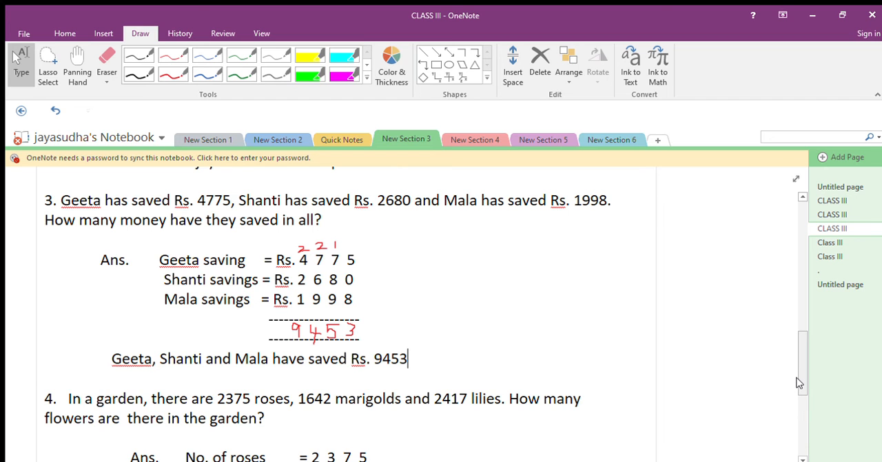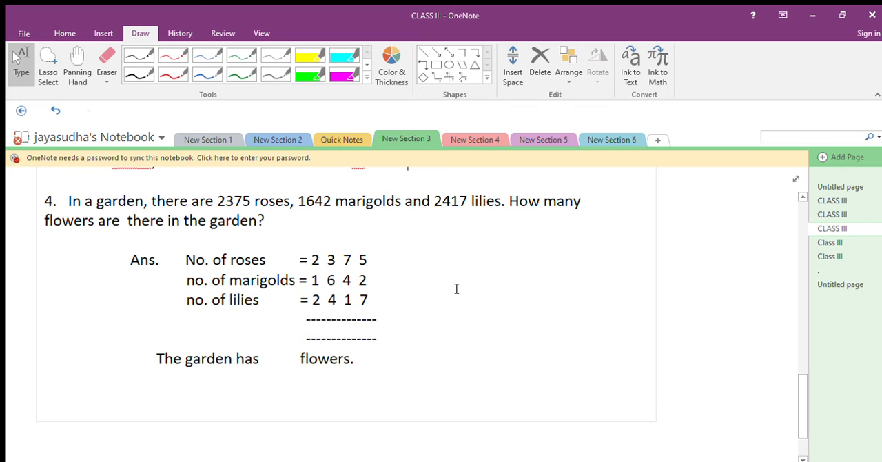Now move on to the fourth sum. Listen to the question. In a garden, how many of you have a garden at your house? Tell me. Does your house have a garden? Yes. What are the plants in your house? Rose, hibiscus, tulsi. Okay, good.